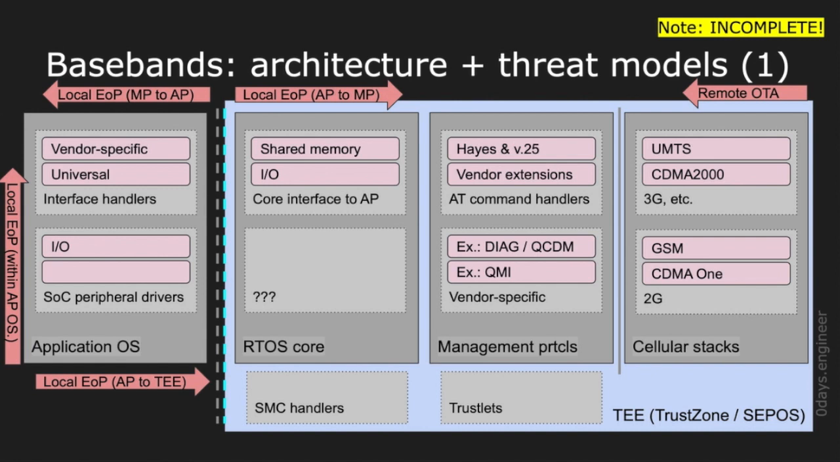The third box is what I call the RTOS core. It is various core-level functionality, such as the code which implements the interface to the application processor.